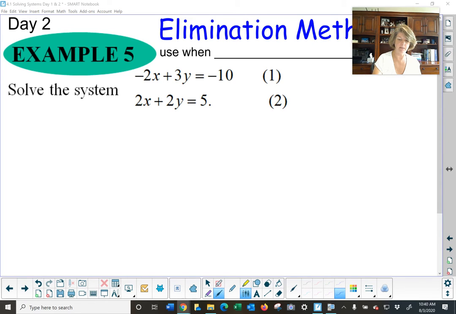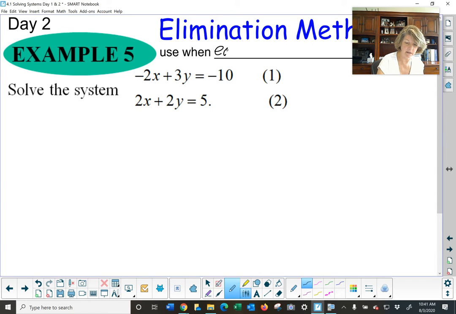When does elimination method work best? Well, elimination method will work really well when we can eliminate a variable completely. So either I can eliminate x or I can eliminate y. You need to have your equations in standard form for this.